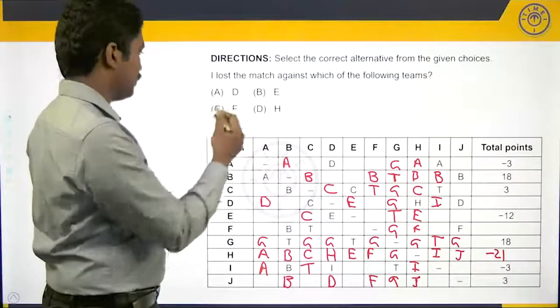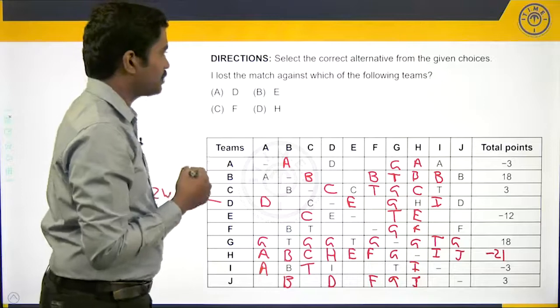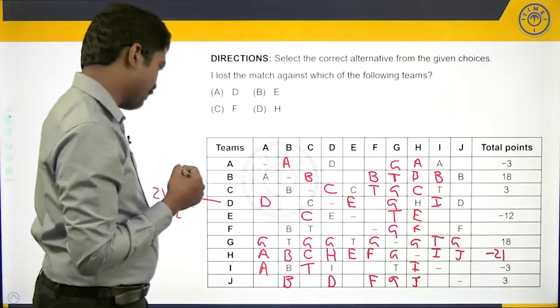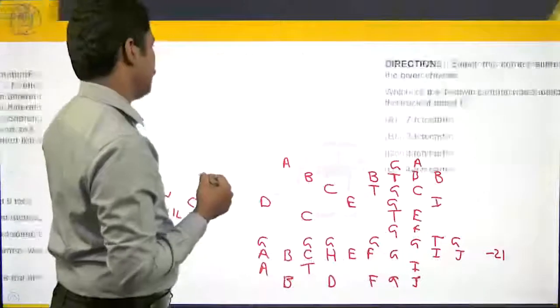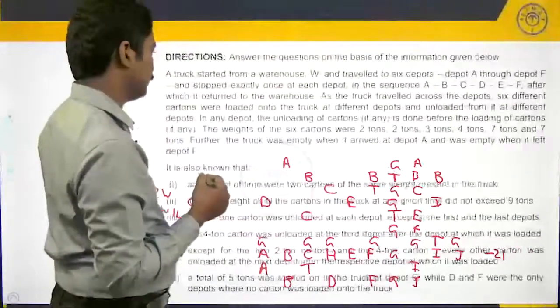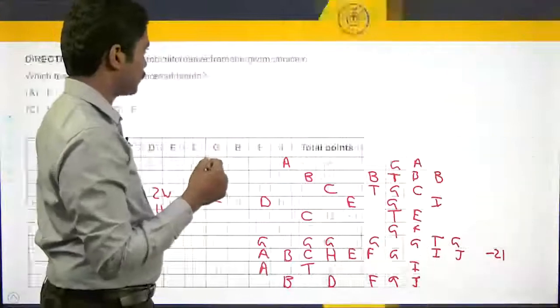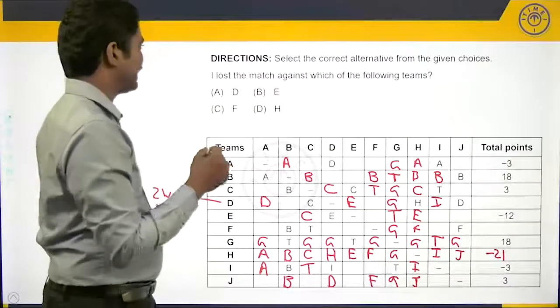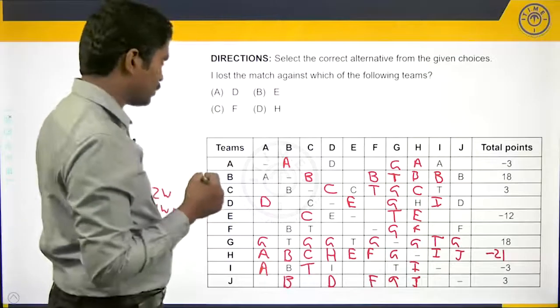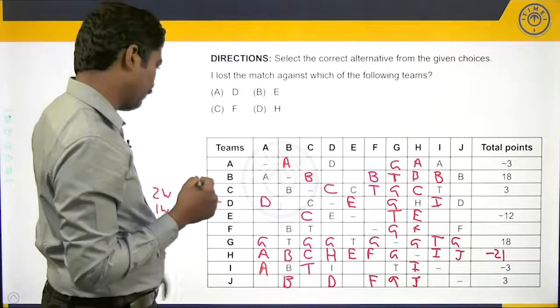Next one is just repetition. I lost the match against which of the following teams? Okay, this was the first question, this was the second, and this is the third. I lost the match against which of the following teams? D, E, F or H?